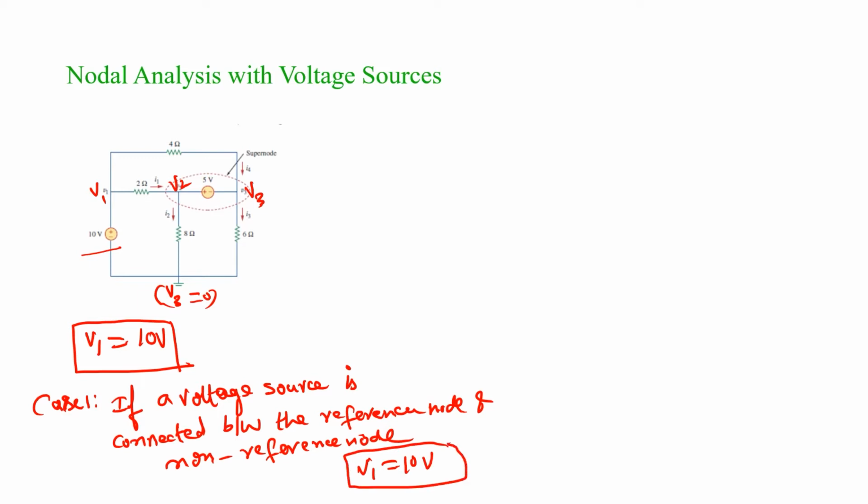And in the second case, V2 and V3 are two non-reference nodes, and a voltage is connected between two non-reference nodes. This is case 2. A supernode is going to form when a voltage source is connected between two non-reference nodes.